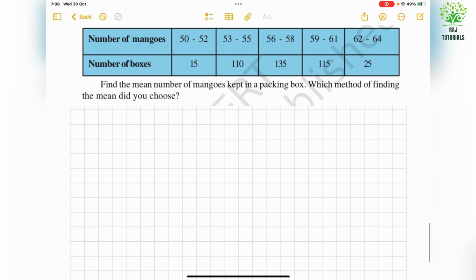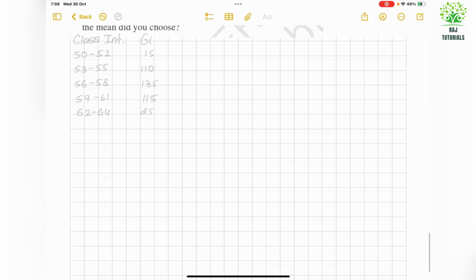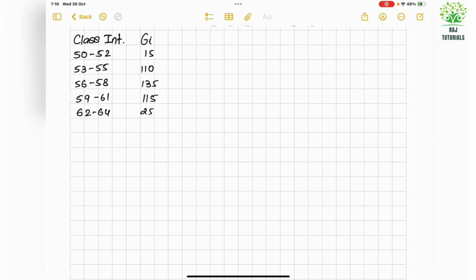Here again, if you see, the values are too high, so I will be using the di method only. First I am writing the class interval and fi. But here I am facing one problem, that the class intervals are not continuous.